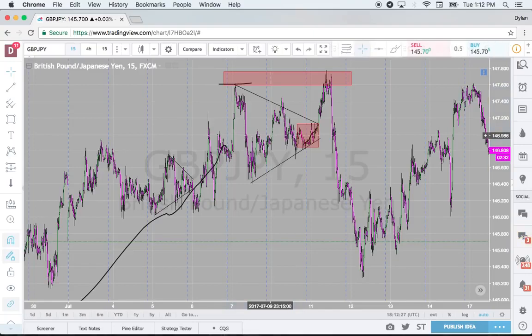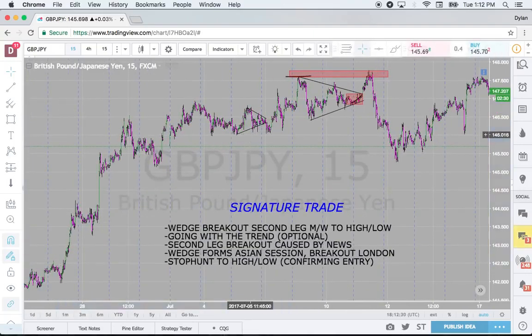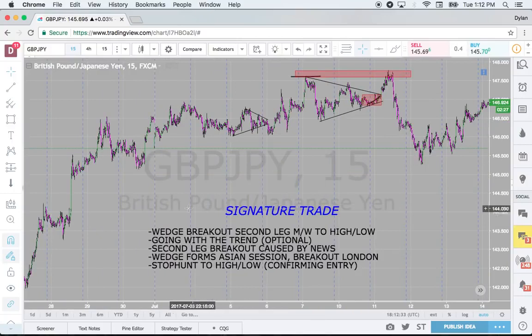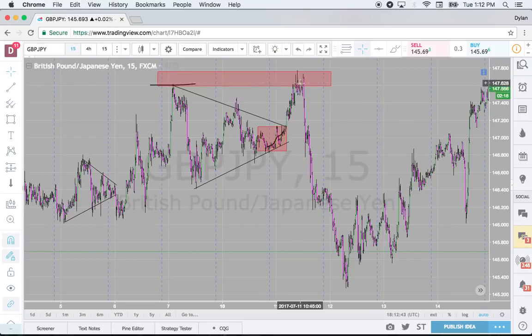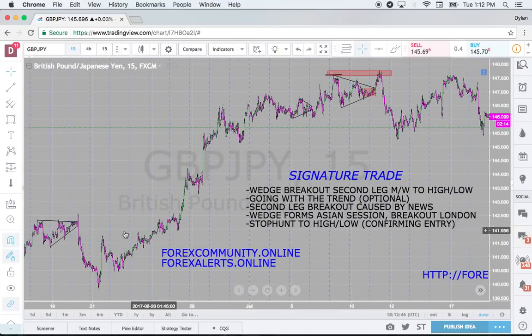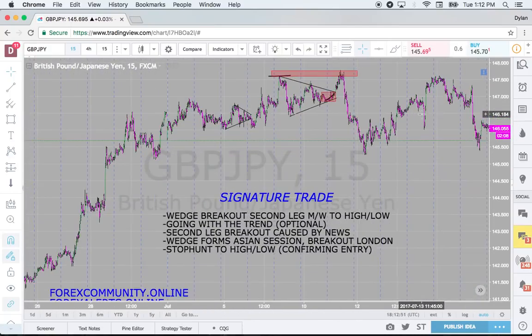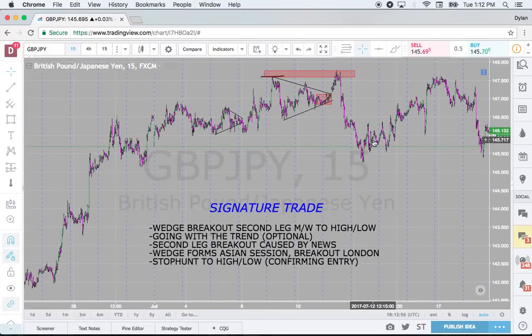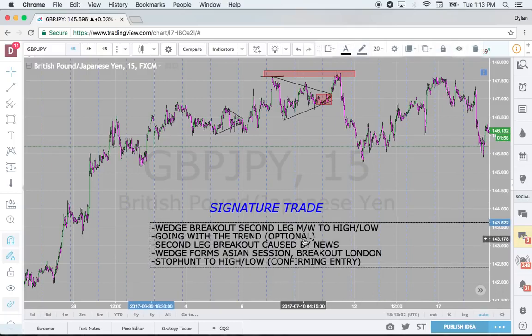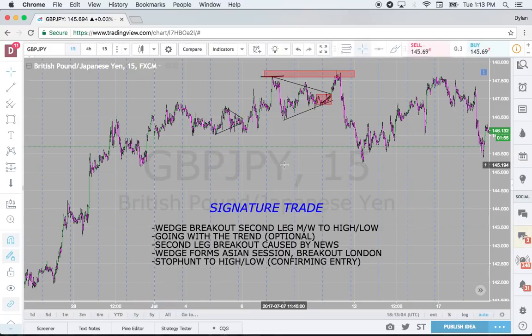Now, our second characteristic or rule is to go with the trend. This trade wasn't going with the trend. If you took it, it would have been a sell going against what looks to be an uptrend, but going with the trend is optional. It's a lot better, it's more advised, to go with the trend.